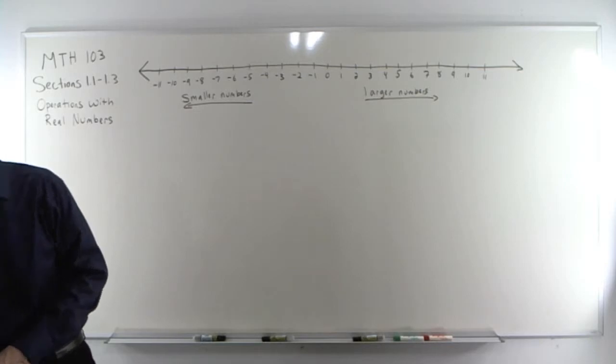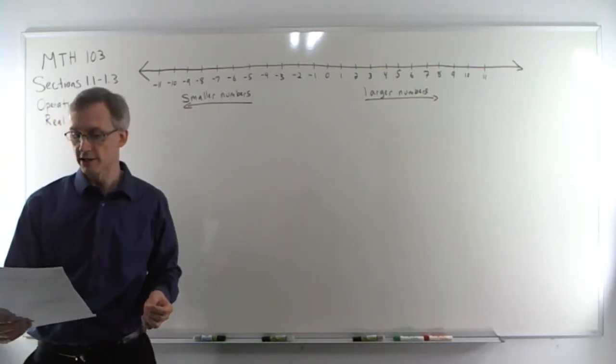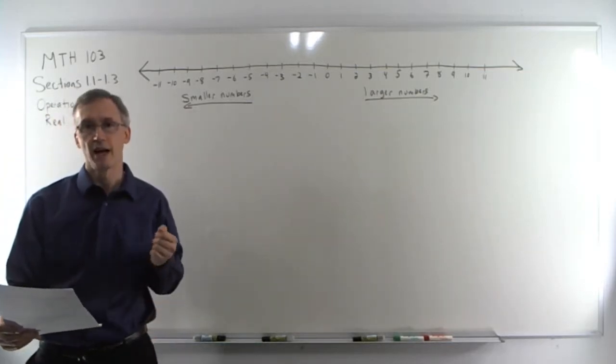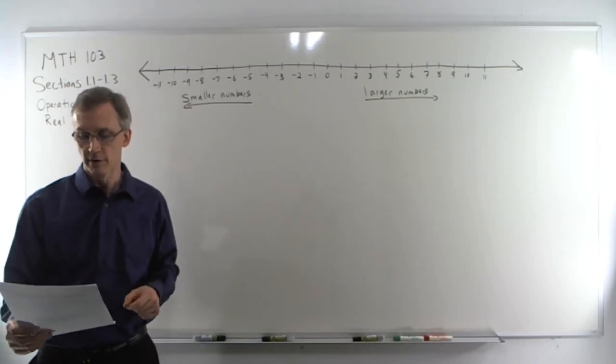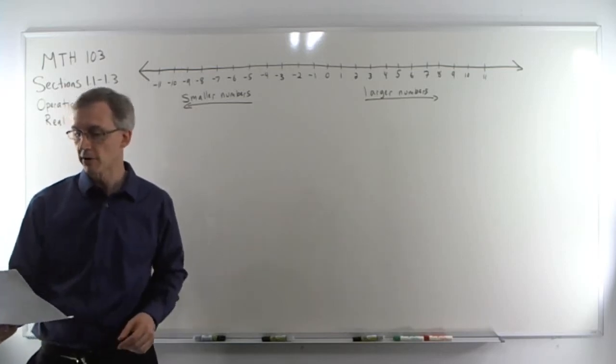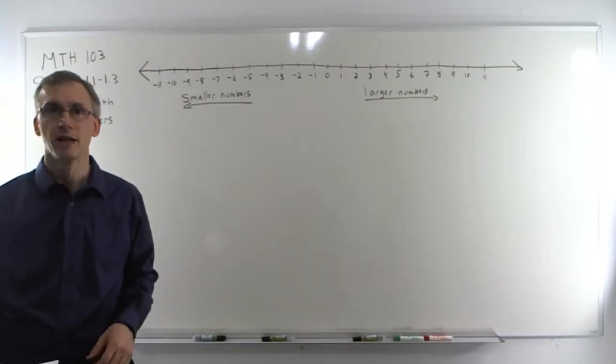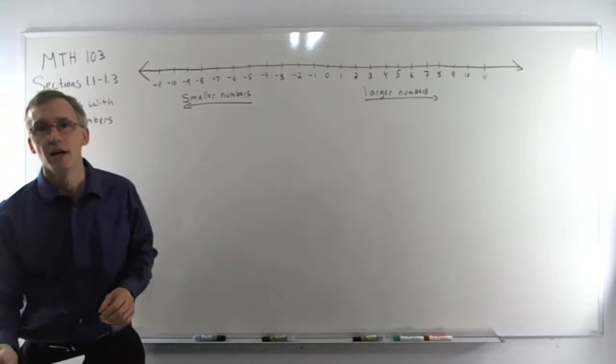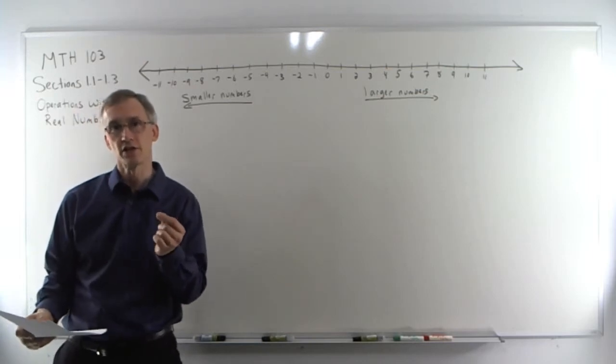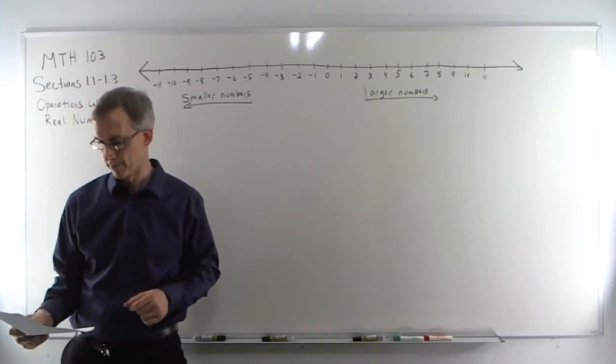And the objectives today, we've got: use inequality symbols with numbers, find the opposite or additive inverse of a number, find the absolute value of a number, add and subtract signed numbers, and multiply and divide signed numbers. And it's going to be especially important to pay special attention to those negative signs.